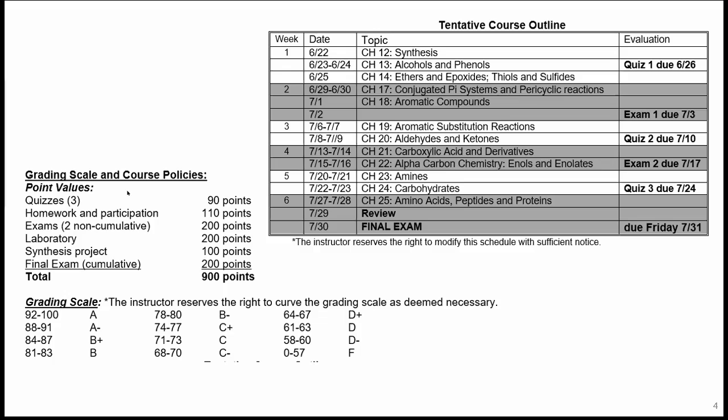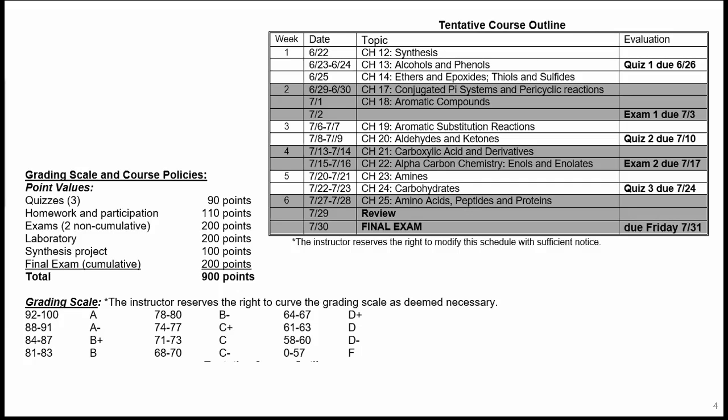This is our tentative course outline. So we have a 6-week condensed class. We're going to be covering 2 to 3 chapters per week. And you notice that's a little bit different pace from last term where we maybe did a couple more chapters than that. But we'll be spending about 2 days on each chapter and practicing problems within that.